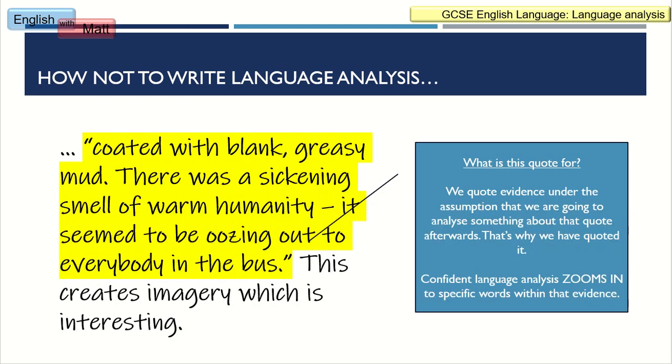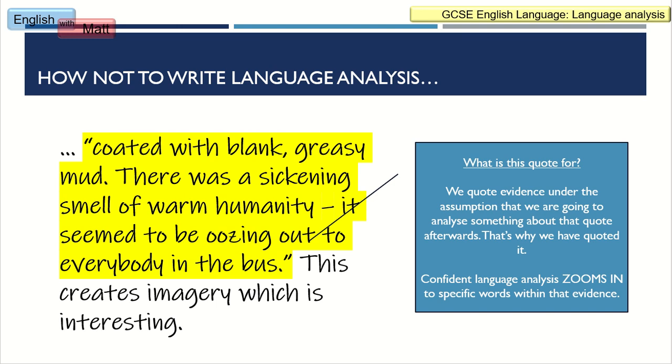So this is how not to do language analysis. The main problem is that we've got a very long quote. The student has taken a lot longer to write this quote than they've written about its effects, and it should be the other way around. You need to write shorter quotes, but longer explanations of the effects of the language.